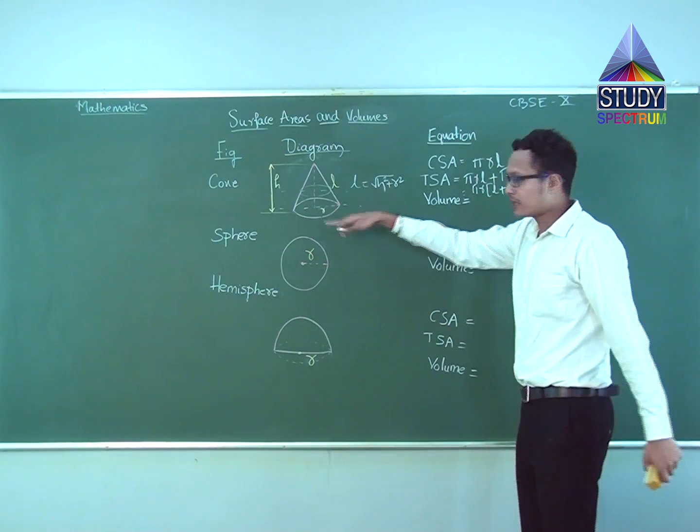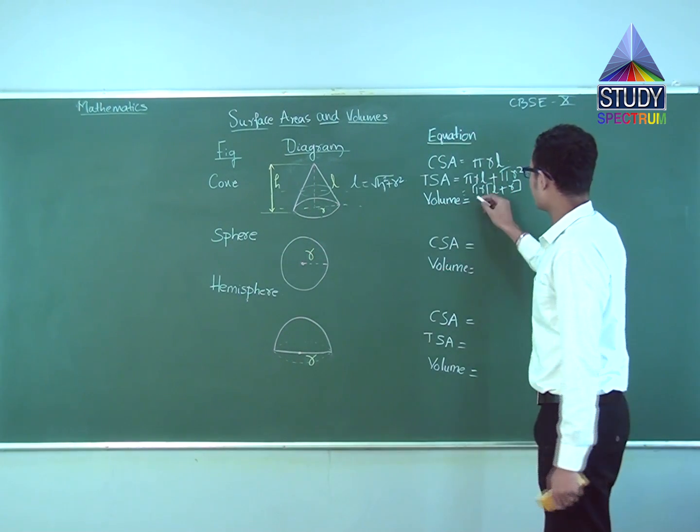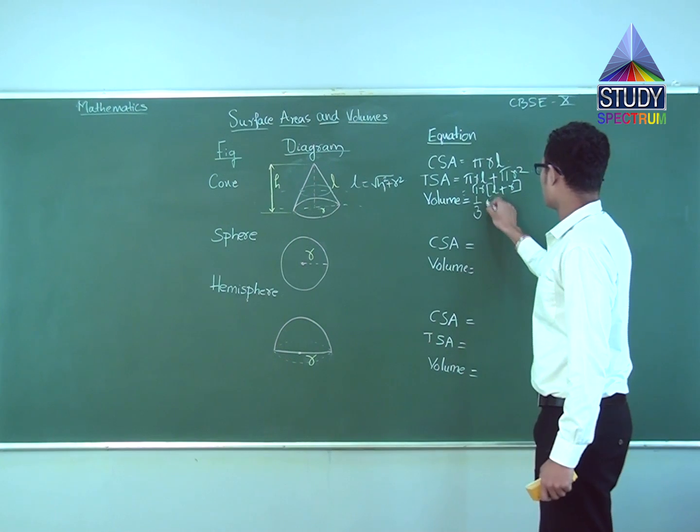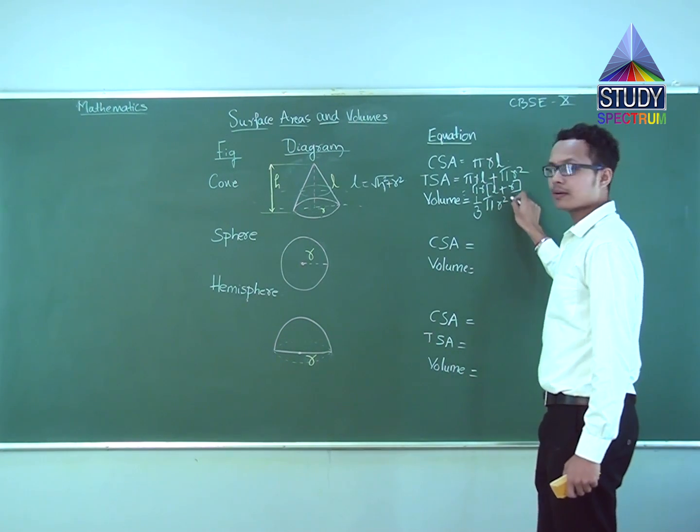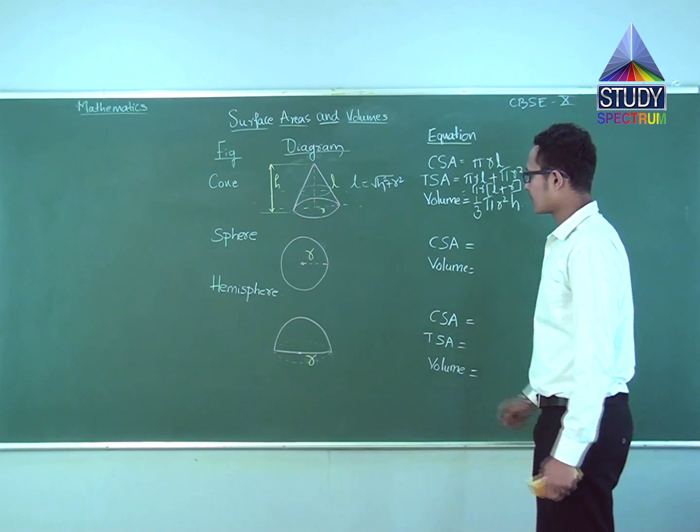I'll just straight away write here, volume of the cone is 1 by 3 pi r square multiplied by h. Okay.